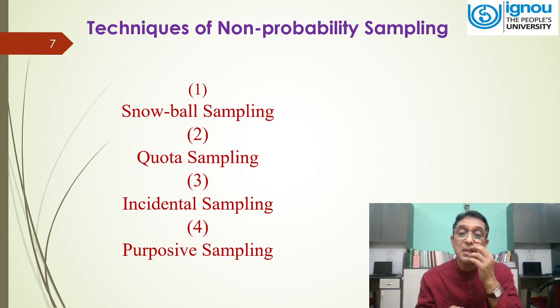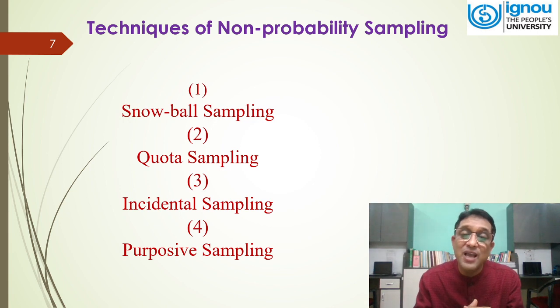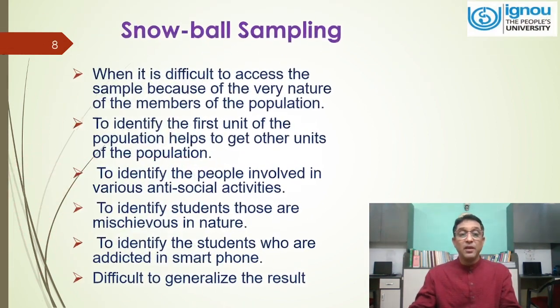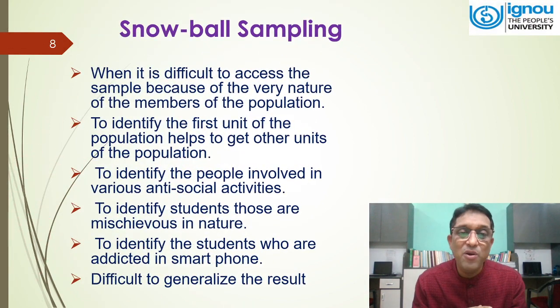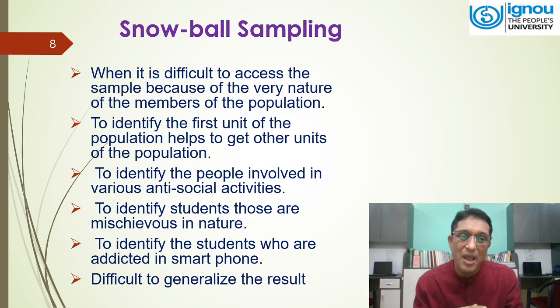Okay, so friends, we'll discuss in detail how, when the population is abstract, when as a researcher you are not getting a clear idea about the population, you can select a sample for your study. So let us go forward. First we'll discuss snowball sampling. Try to understand the concept of snowball sampling.